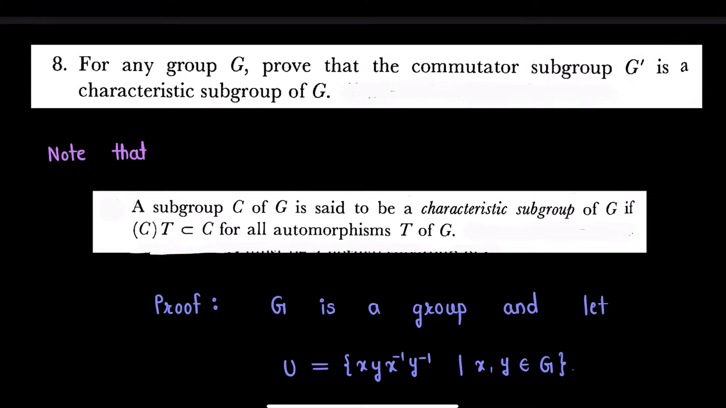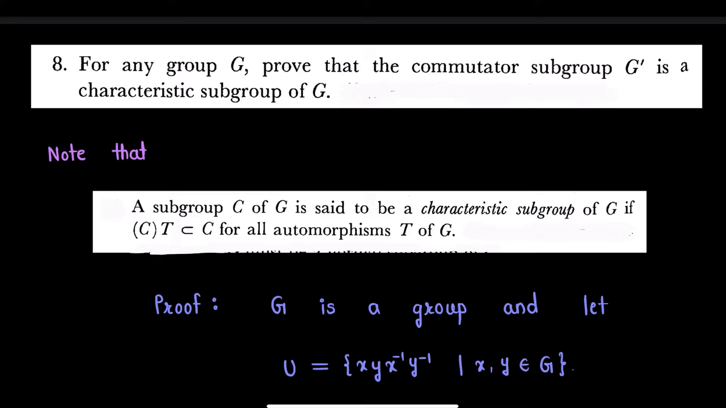Hello friends, in this video I am going to solve an exercise question from the book Topics in Algebra. The question is: for any group G, prove that the commutator subgroup G' is a characteristic subgroup of G.